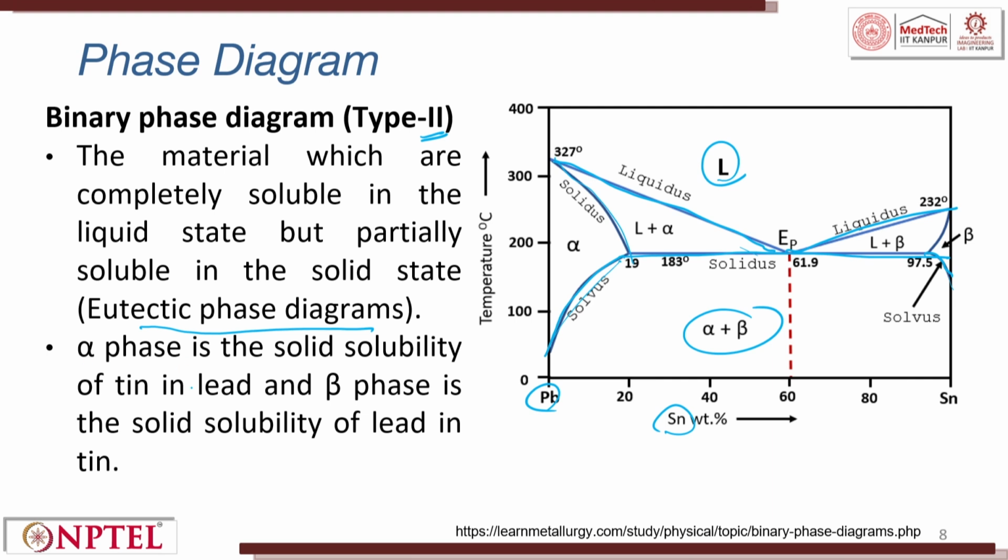The alpha phase is the solid solubility of tin in lead, and beta phase is the solid solubility of lead in tin. So, you can see here alpha, beta.